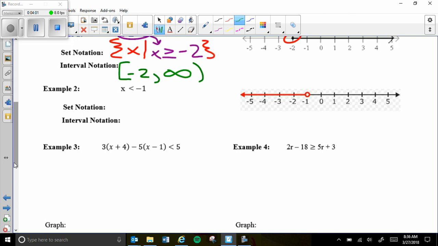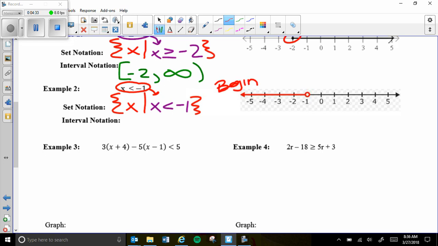In example 2, we're going to start with, again, set notation. We draw our braces, the set of all, what's our variable? x, such that, and again, we write this inequality right here. x is less than -1, and close our brace. Now, if you remember with interval notation, I said we read it left to right. So what is the furthest left point? Well, in this case, our beginning point is actually that left arrow. And our ending point is -1.